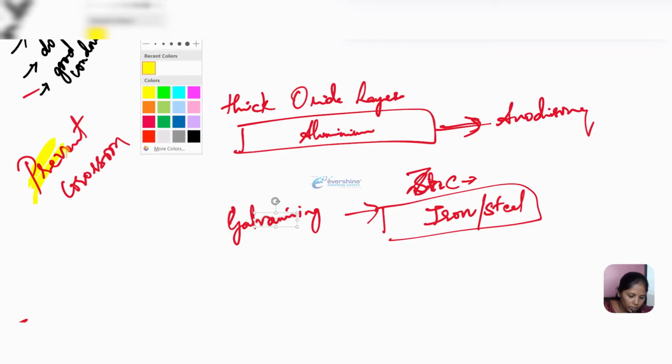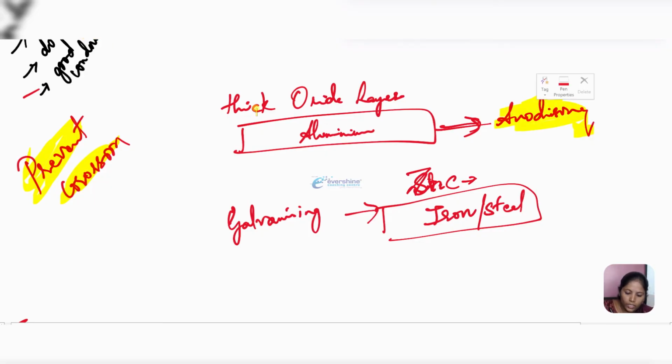So we have seen alloying. Now another method of preventing corrosion is anodizing. What do you mean by anodizing? Coating a thick oxide layer on aluminium. So if aluminium is coated with a thick oxide layer, the aluminium will not get corroded once again. That is why a thick oxide layer is coated on the aluminium. This is called anodizing. Anodizing is a method of preventing corrosion.